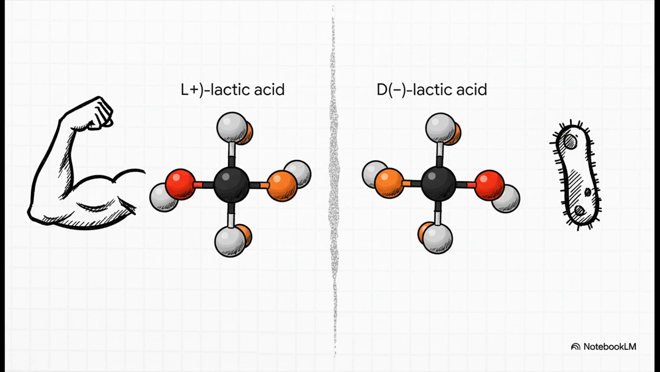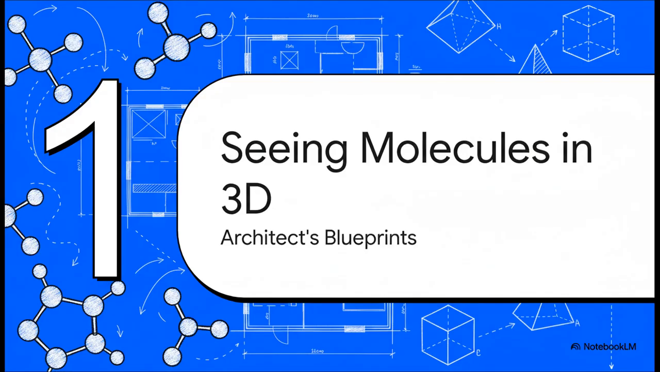This puzzle is the whole point of a field we call stereochemistry. To really get this, we need to see what the architects, the chemists, see. We've got to look at their blueprints. Now, the big challenge is always, how do you show a 3D building on a flat 2D piece of paper or a screen? Well, to solve that, chemists came up with a few really clever ways to draw them out.